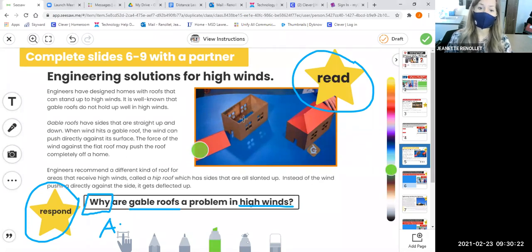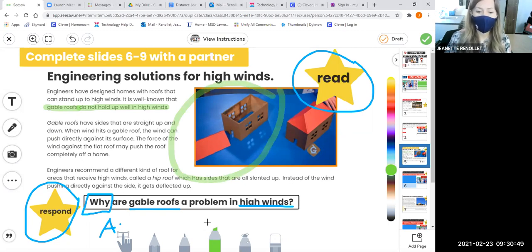Our question says, why are gable roofs a problem in high winds? A third grader knows to look for text evidence. So you can take your finger or mouse and go through the text and look for the part about gable roofs. Right here, I see the words gable roofs. It says they do not hold up well in high winds. Okay, that just told me they do not hold up. And I have a picture here to help me.